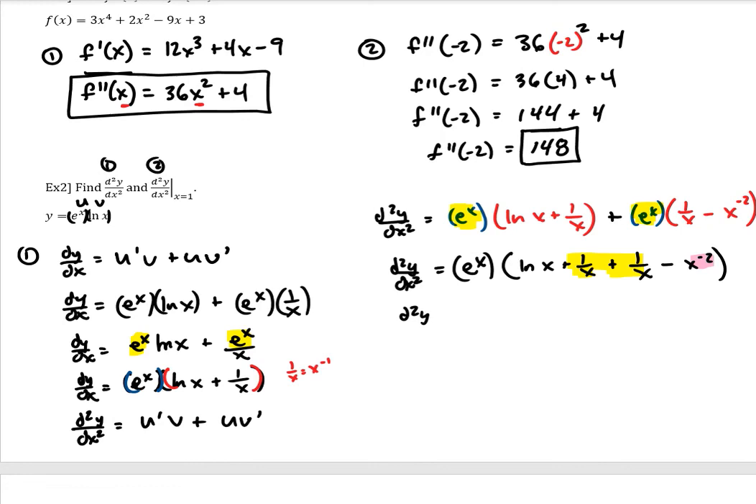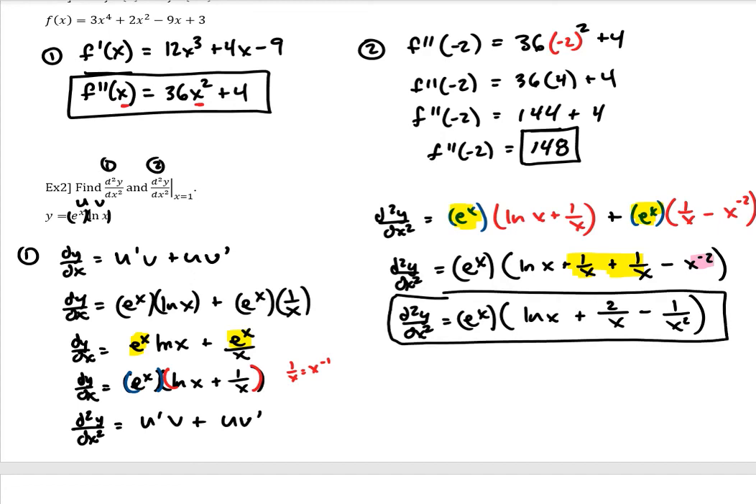So finally, we have our second derivative is equal to e to the x times the natural log of x plus 1 over x plus 1 over x. That means there's 2 of them, so it's 2 over x, and then minus 1 over x squared. There we are. That is our second derivative.